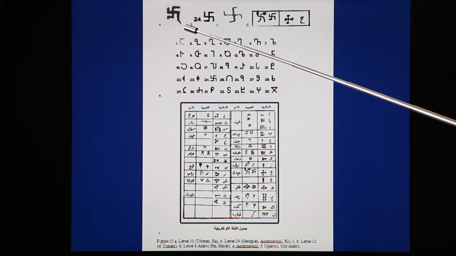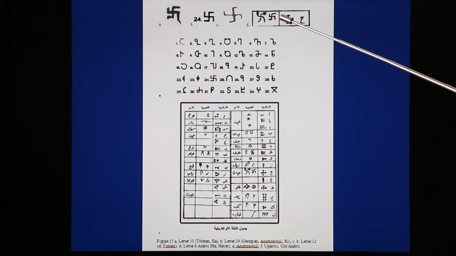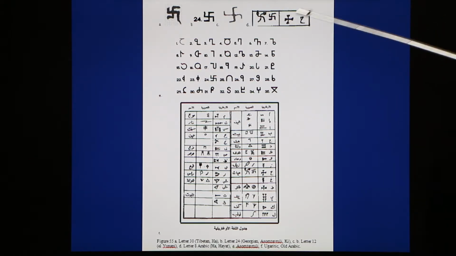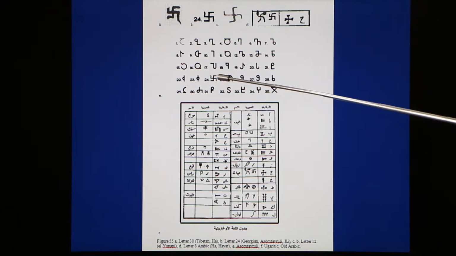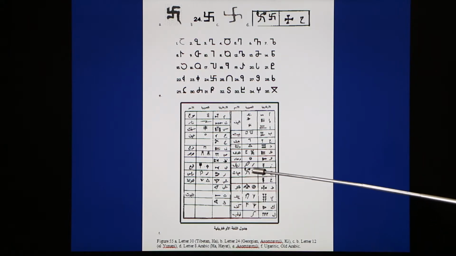And the swastika recurs as letter 30 in Tibetan, 24 in Georgian, 12 in Unani in North Africa, and as letter 7 in the Ugaritic Old Arabic alphabet. Here I show you the Georgian one in context, and here I show you the Arabic one in context.